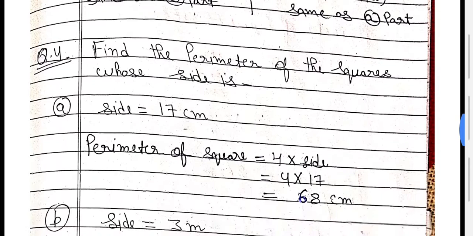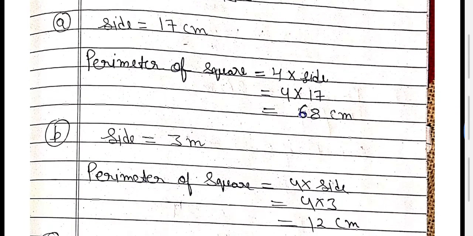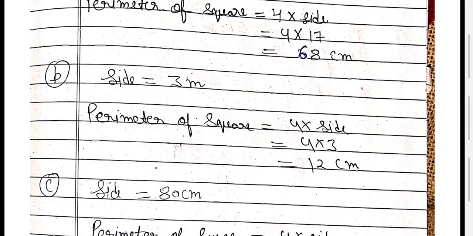As I write here, find the perimeter of the square whose side is given. You have to find the perimeter. So the perimeter of a square is 4 into side. Put the value of side here, 17. Now 17 times 4 is 68. So your answer is 68 centimeter. Now the side is 3, so the perimeter of a square is 4 into side, 4 into 3 becomes 12 centimeter.